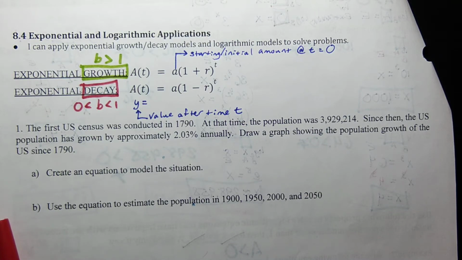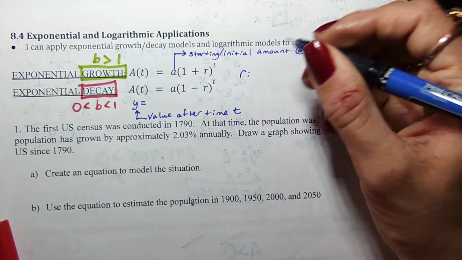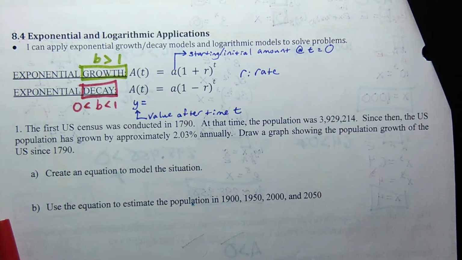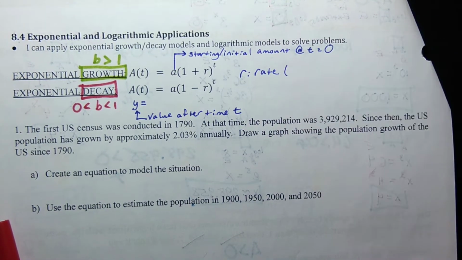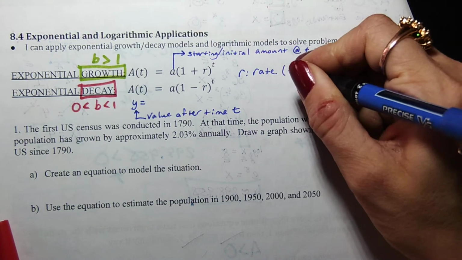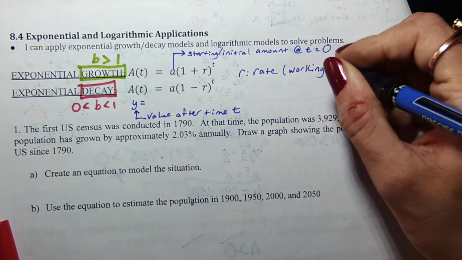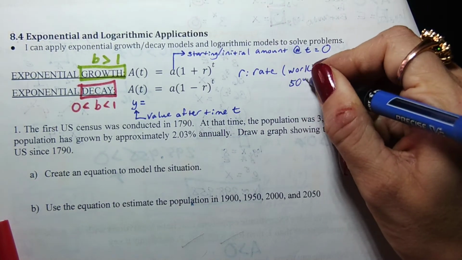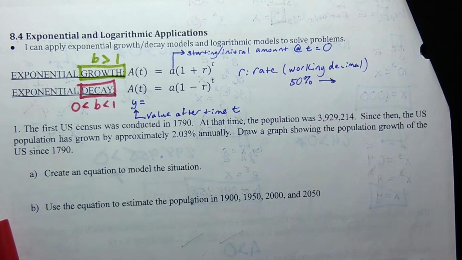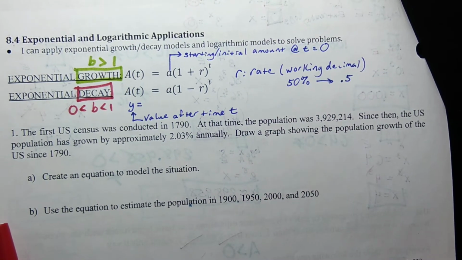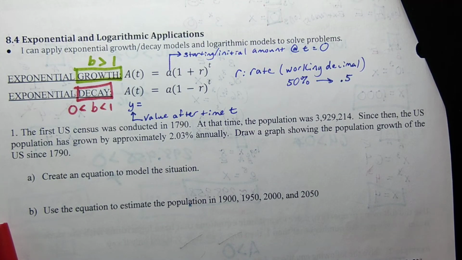The next key feature is R. R is your rate, as a percent is usually how it's presented, but in order for us to use it in the equation, we have to change it into a working decimal. So folks, how do I turn 50% into a working decimal? If I wanted to take 50% of something, what would I multiply it by? 0.5. So if you can remember this relationship, that's going to help you with some of the tougher percentage problems they like to throw at you for the ACT.